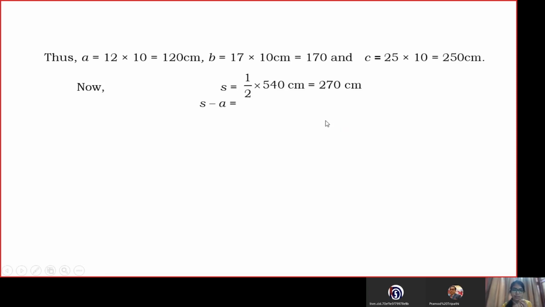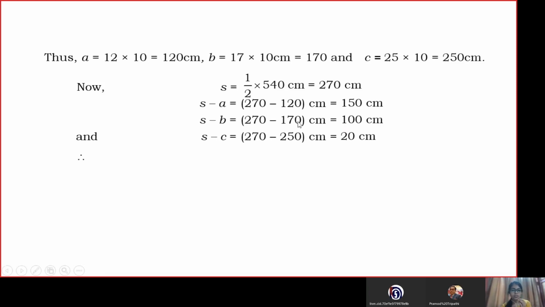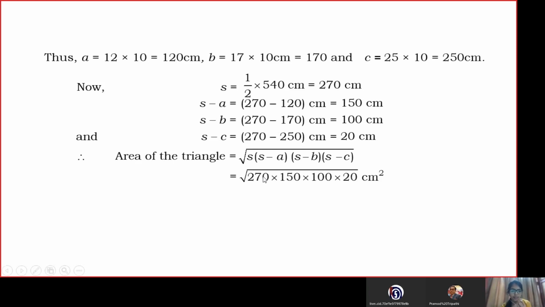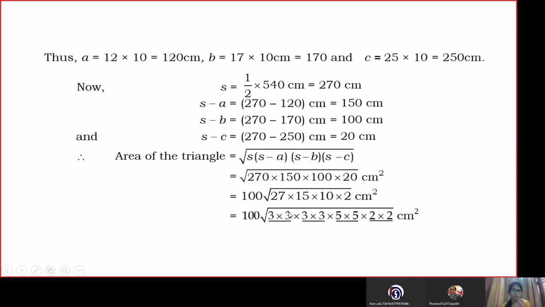Then calculate the values of S minus A, S minus B and S minus C. Substitute in the formula of the area of a triangle using Heron's: under root of S, S minus A, S minus B, S minus C. Again, you know how to calculate it. You know how to solve the root now. Make pairs. Whichever factor comes inside a pair, you can take it out of the bracket. So the final answer will be 9,000 centimeter square. Fine. So I hope that we've understood Heron's formula.